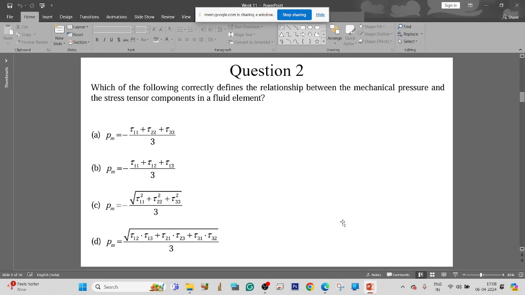Which of the following correctly defines the relationship between mechanical pressure and the stress tensor component in a fluid element? Obviously, we have just learned about it, so this will be option A. The negative sign represents that pressure is in the opposite direction to the normal stress tensors, so that's why this negative sign.